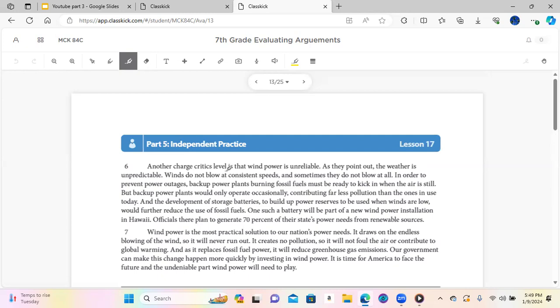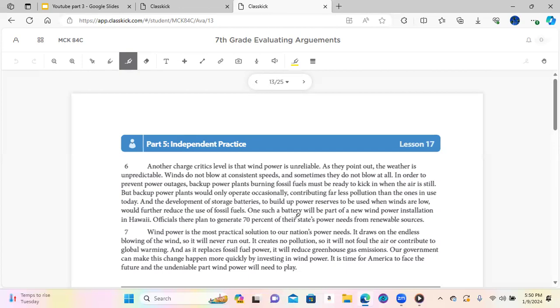Another charge critics level is that wind power is unreliable. As they point out, the weather is unpredictable. Winds do not blow at consistent speeds, and sometimes they do not blow at all. In order to prevent power outages, backup power plants burning fossil fuels must be ready to kick in when the air is still. But backup power plants would only operate occasionally, contributing far less pollution than the ones in use today. And the development of storage batteries to build up power reserves to be used when winds are low would further reduce the use of fossil fuels.